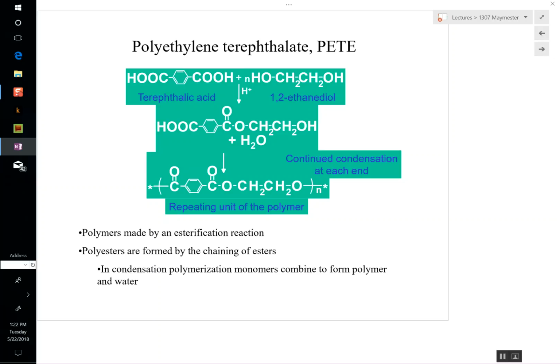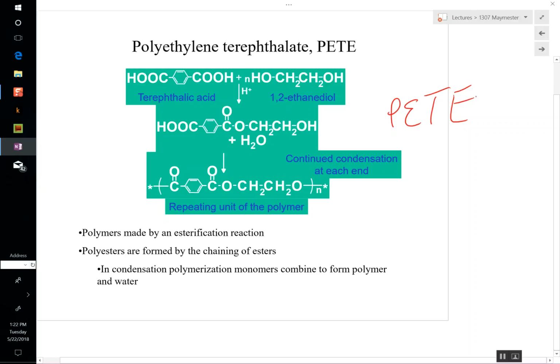So what do you do? You form an ester, and this end of the molecule can form an ester with another terephthalate, and you get PETE, polyethylene terephthalate, which is a polyester. And guess what that bottle's made out of? This bottle right here, my bottle, too. PETE. This is a polyester.